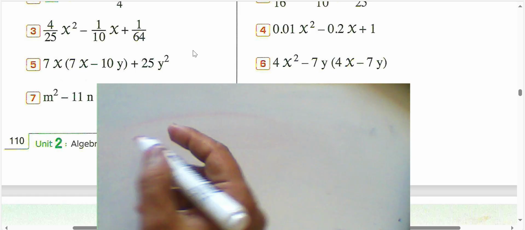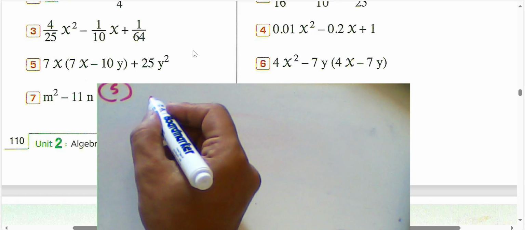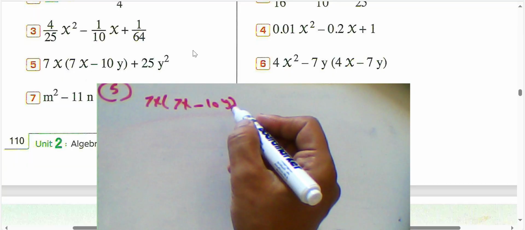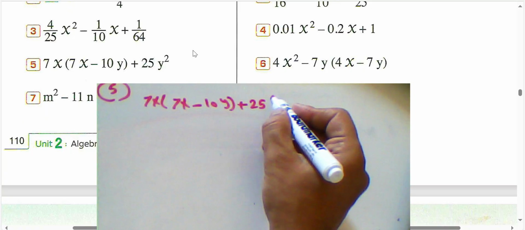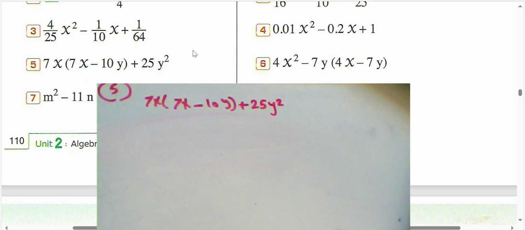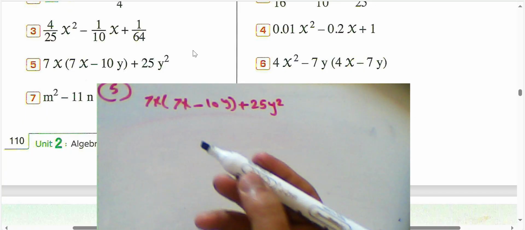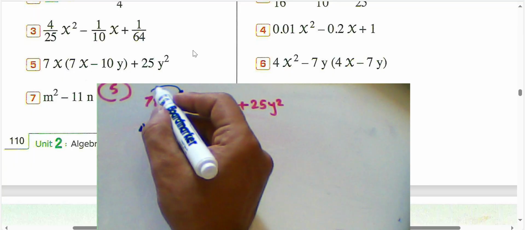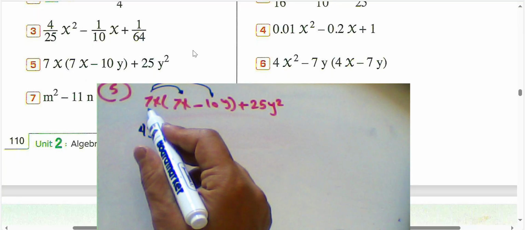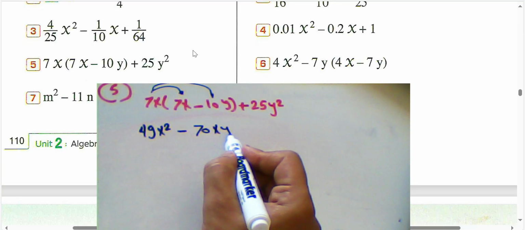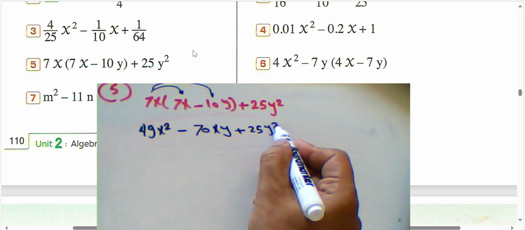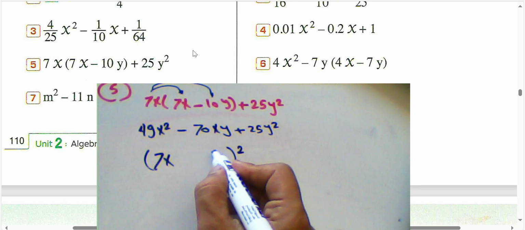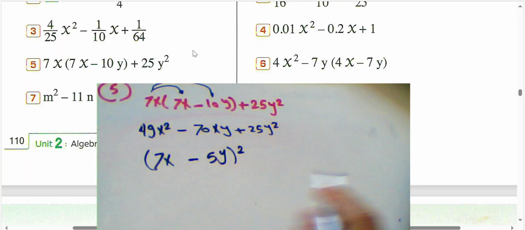Okay, next question, number 5. We have (7x)(7x) - 10y + 25y^2. We can use the distributive property. 7x times 7x: 7 times 7 is 49, x times x is x^2, and here negative, and 7 times 10 is 70, x times y is xy, plus 25y^2. And then we can find the square root of the first, which will be 7x, and the third 5y, and then write negative here.